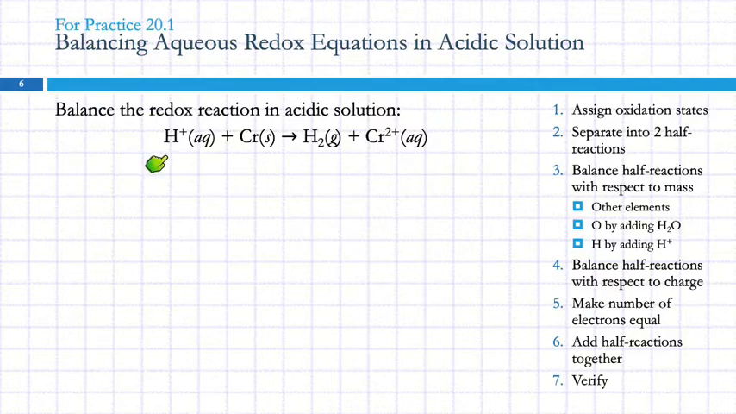What's the oxidation state of the hydrogen ion? +1. If it's a single atom ion, a monatomic ion, the charge is the oxidation state. What about the chromium here? 0. It has no charge. That is, the element is 0. Over here, H2.